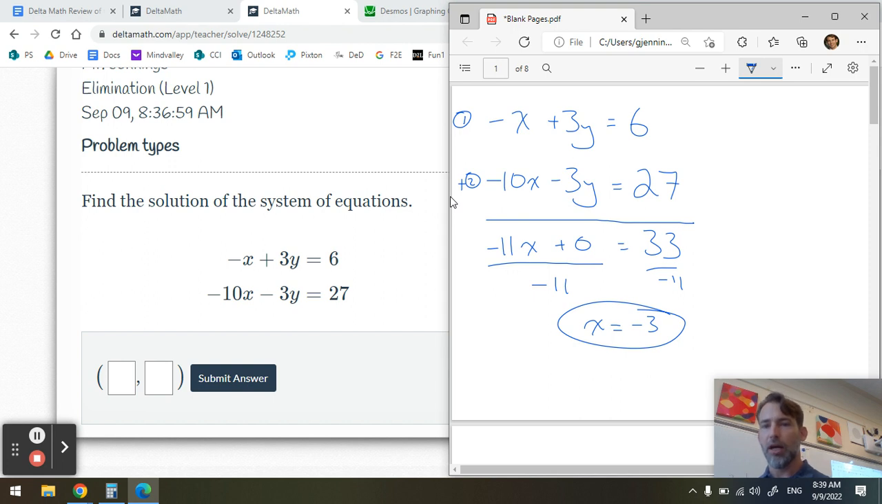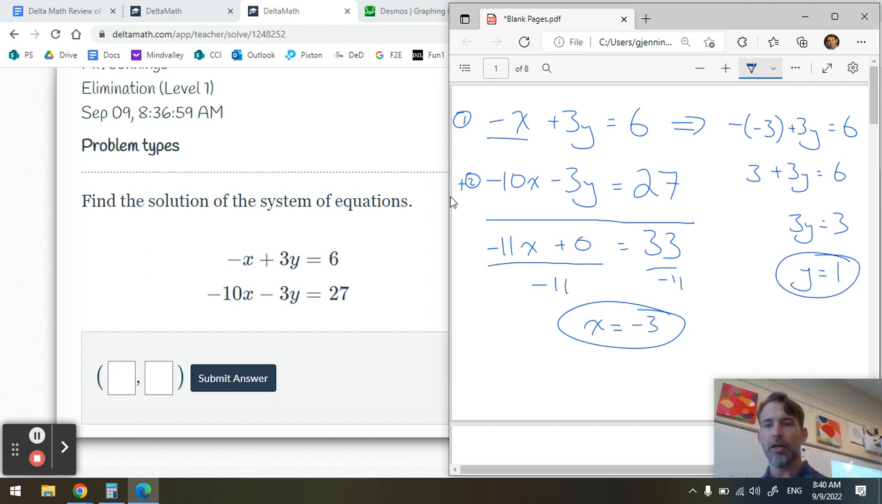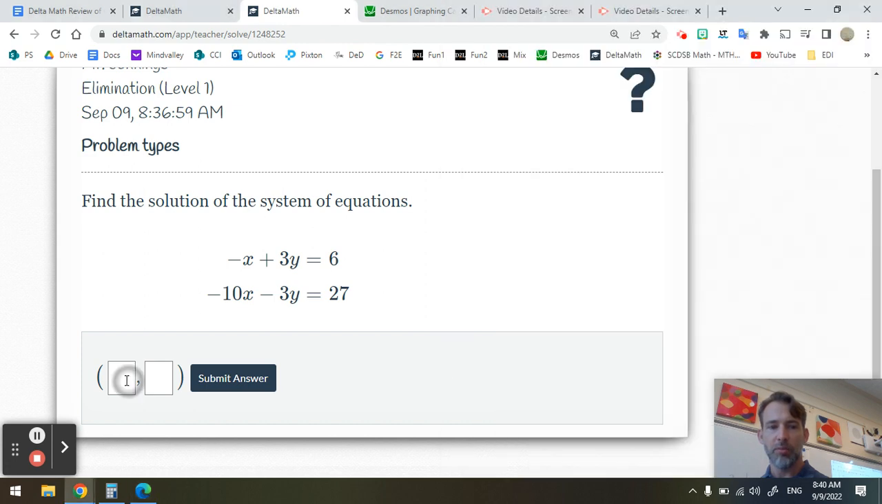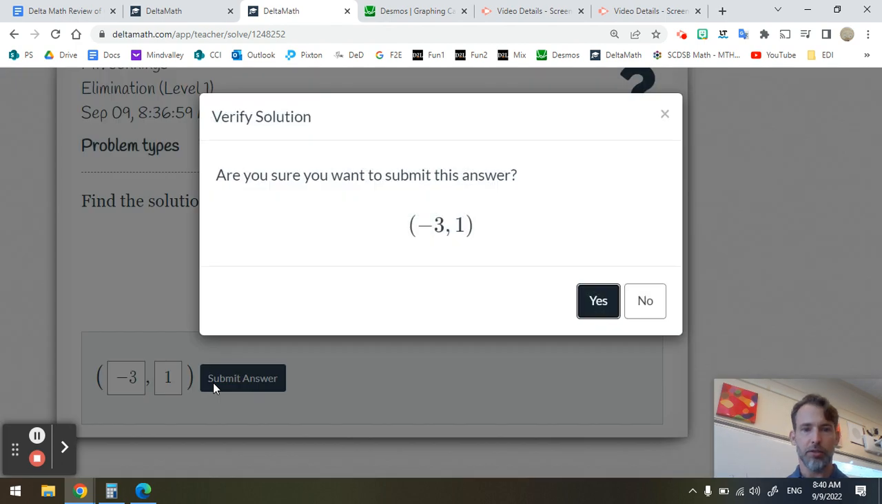So there I would have, now I'm going to go over here. I know that negative 3, this is substituting in for x, plus 3y is equal to 6. Negative 3 is 3. 3 plus 3y is equal to 6. Subtracting 3 from both sides of the equation gives me 3y equals 3. And then dividing both sides by 3 gives me y equals 1. This is the other half of my solution. So now I'm ready to input this as negative 3, 1. Submit the answer.